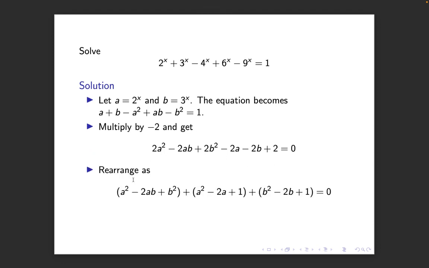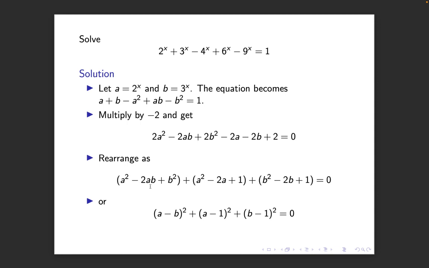Next I want to rearrange them in such a way that I will have complete squares. I have 2a squared, 2b squared, so I will take one of each. A squared minus 2ab plus b squared will be my first term, and as you can see, this is a complete square. There is an a squared left here, minus 2a, and I will take 1 from here, so this will be my second term, and then this is what is left for the third term.